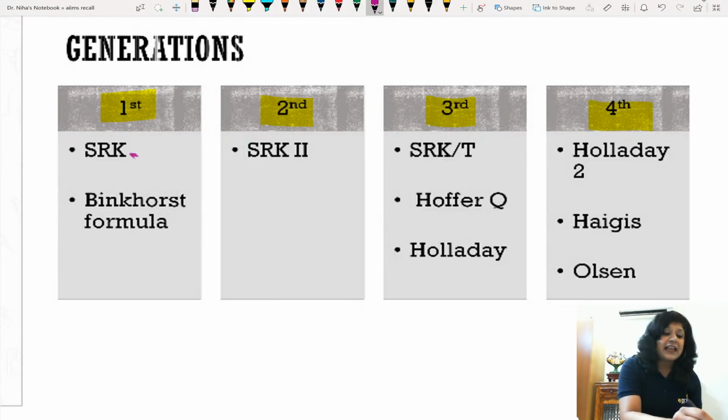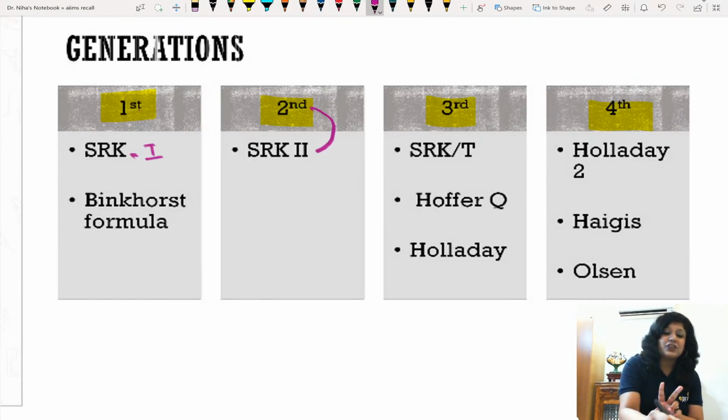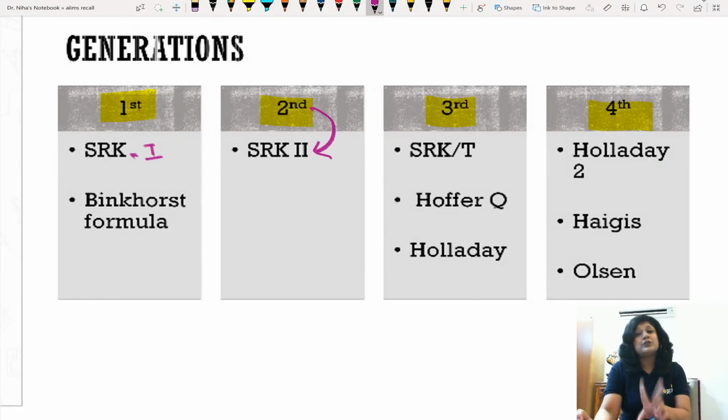Now see this. Start with the first generation. So first is SRK1 formula. So 1 for 1. First generation is SRK1 formula. Then second generation is SRK2 formula. We will also be discussing what is actually SRK1, what is SRK2. So SRK1 is actually your first generation, SRK2 is your second generation.